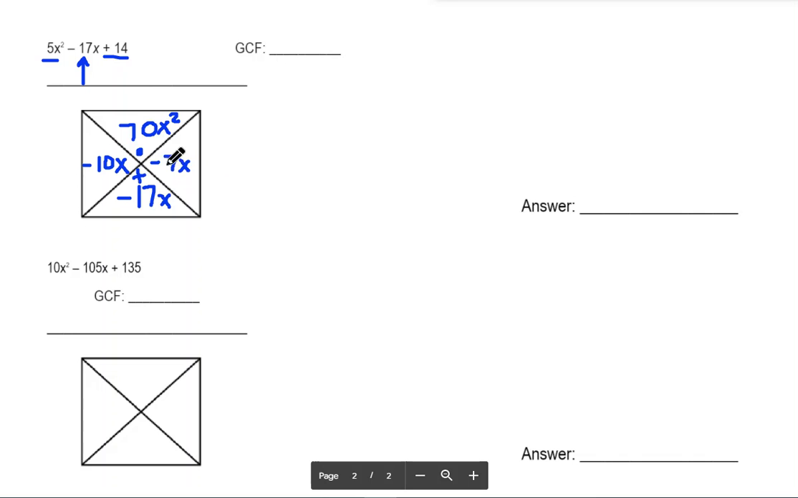Okay, so now that I found that out, I'm going to rewrite my polynomial, 5x squared, but instead of that negative 17x, I'm going to write these two things. So negative 10x and minus 7x. And then my last term's going to stay the same, that plus 14.